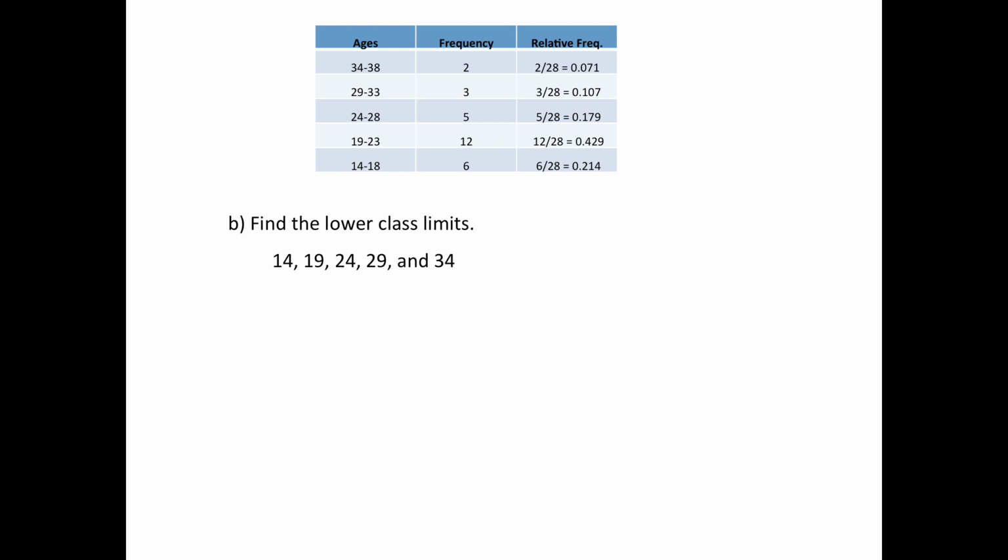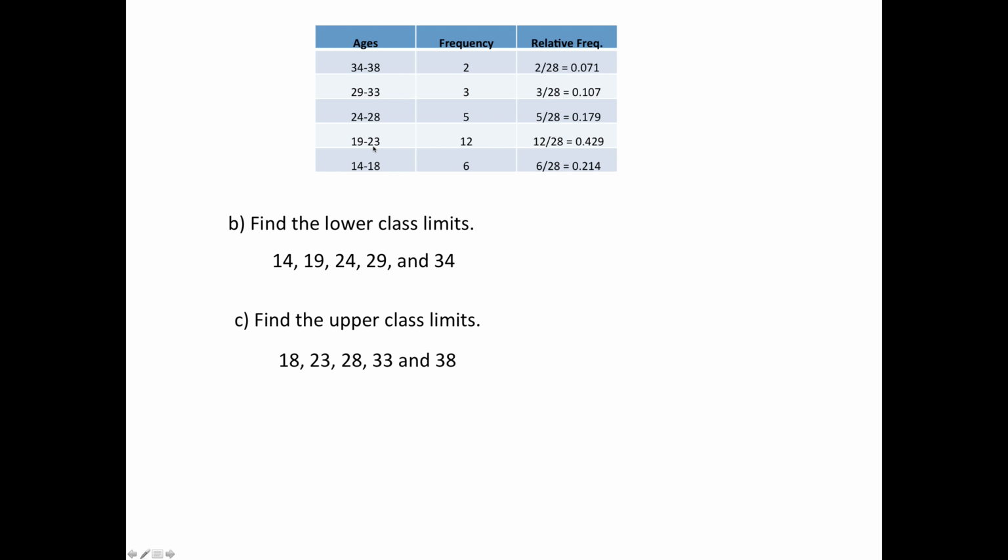So those are called the lower class limits. Well, on the other side of that are the upper class limits. So 18 would be the oldest you could be and still be in this category. 23, 28 on the other side, those are the upper class limits.